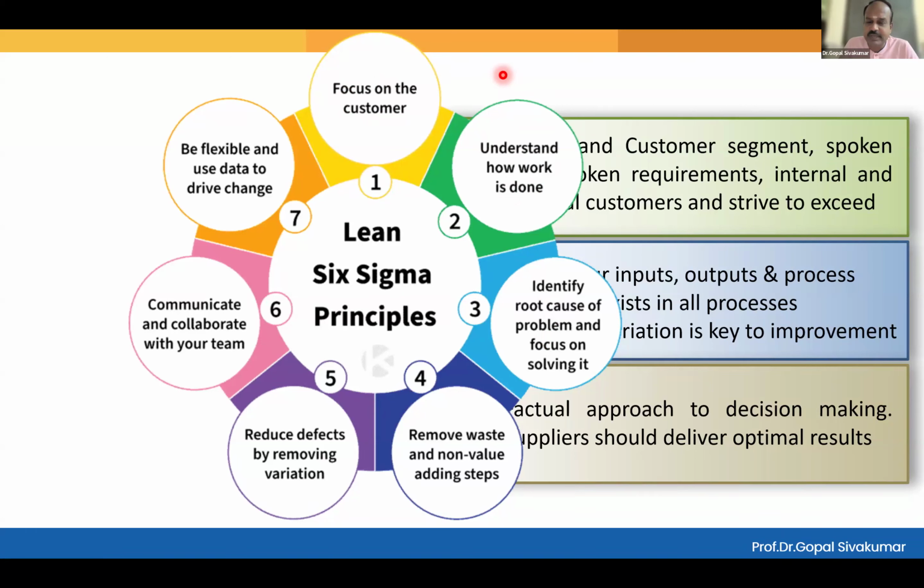Very good. Remove the waste and non-value adding steps. Reduce the defects by reducing variation. This is Six Sigma. This is coming from Lean. Communicate and collaborate with your team.